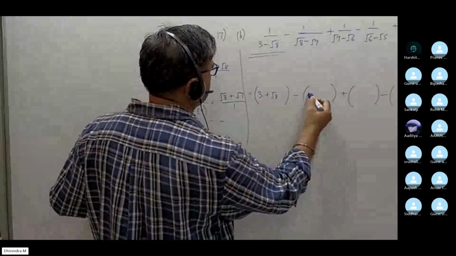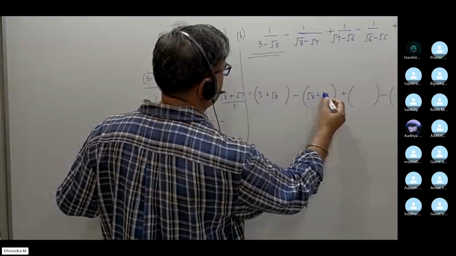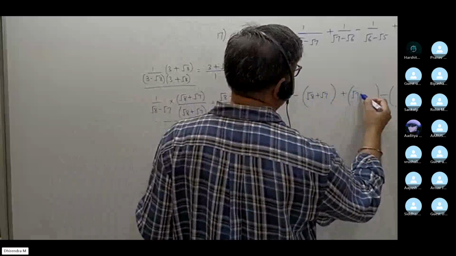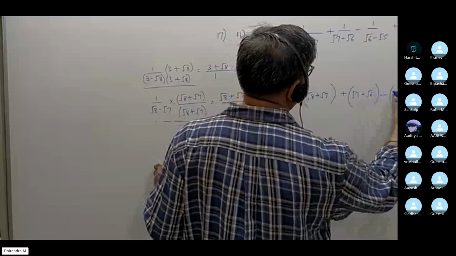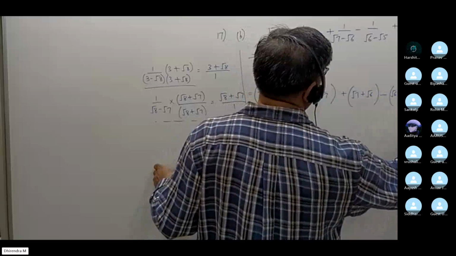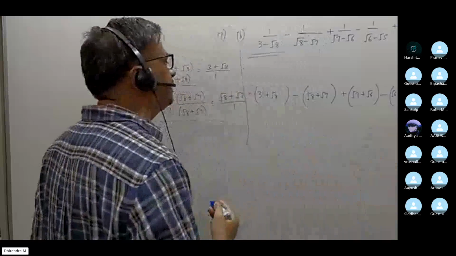This comes to 3 plus root 8. This comes to root 8 plus root 7. This will come to root 7 plus root 6. Yes, folks, are we following? Are we making sense? Root 6 plus root 5. And this is root 5 plus 2.